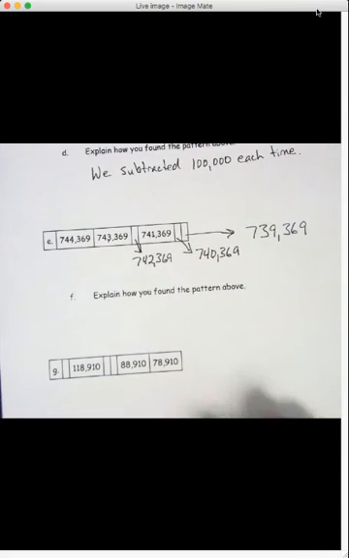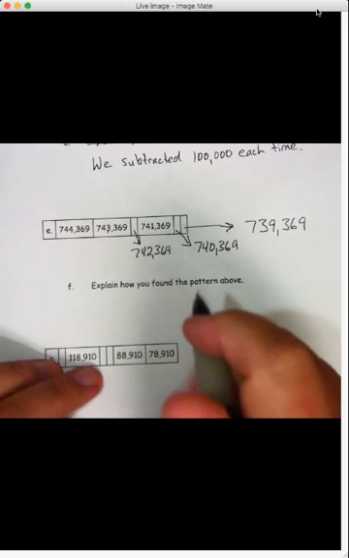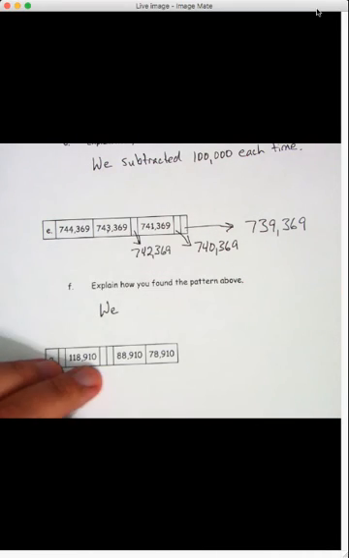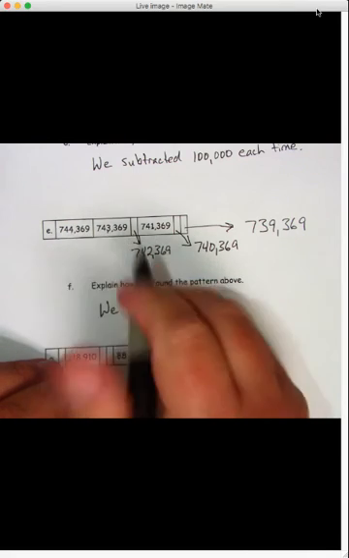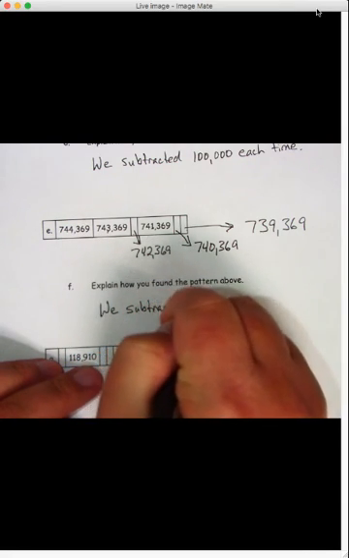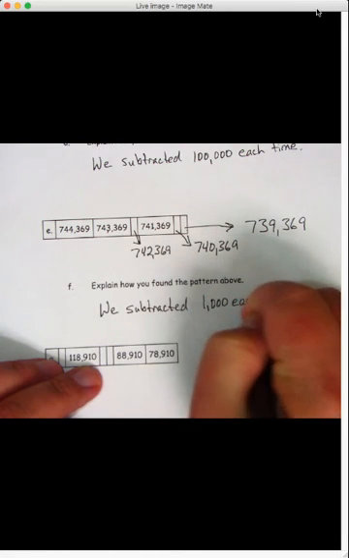You can't see that. I'm sorry. Explain how you found the pattern above. Well, we subtracted. How much did we subtract each time? We subtracted the thousands place. We subtracted 1,000 each time.